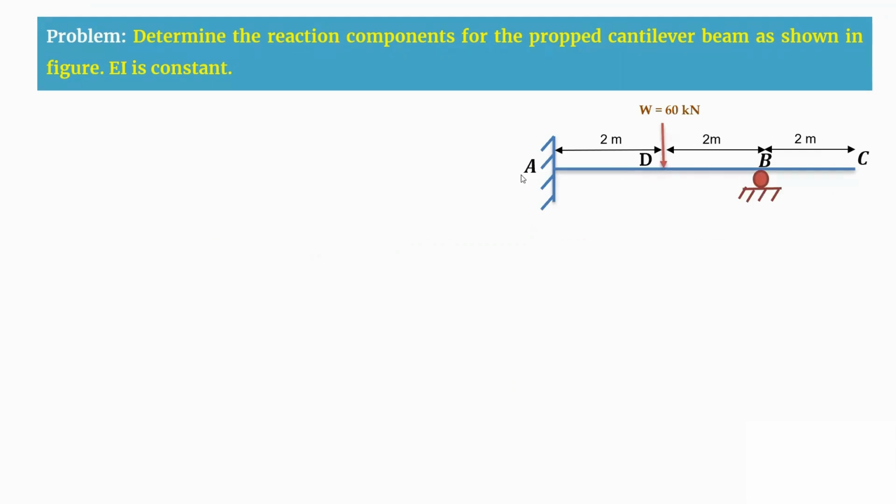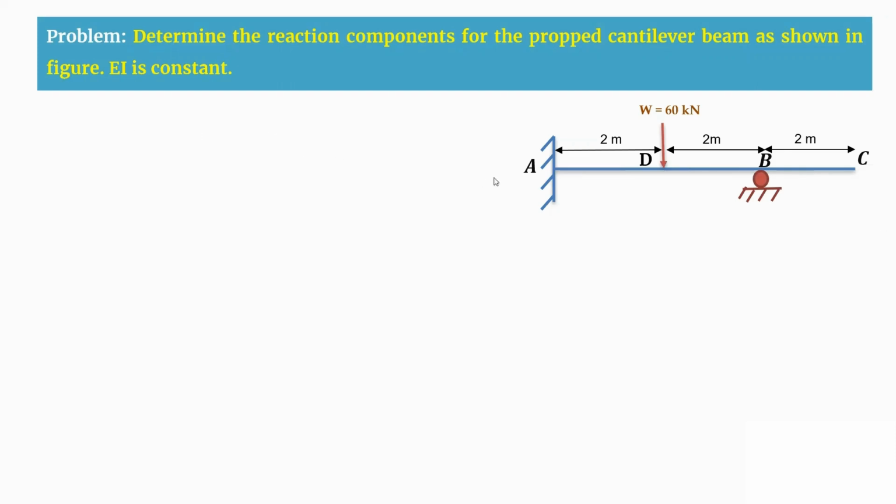This is a figure. This is an ABC beam. You are having BC portion to be overhang, and the total span of this beam is 6 meters, and the point load is acting in between AB, which is of 60 kilonewton. So this beam we are going to analyze. So for this beam, first we are going to find out the number of reactions.